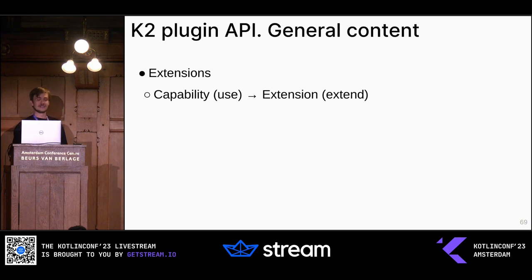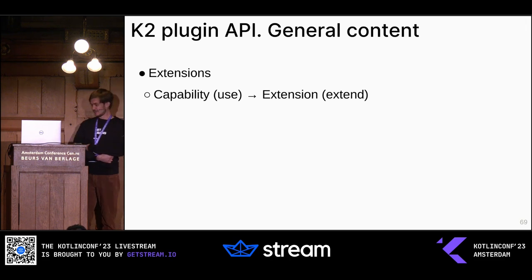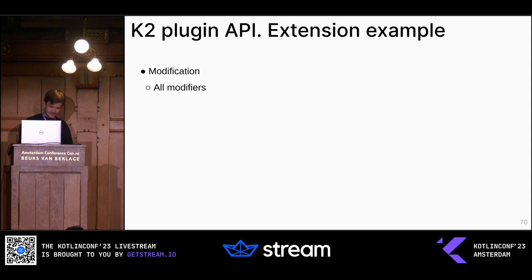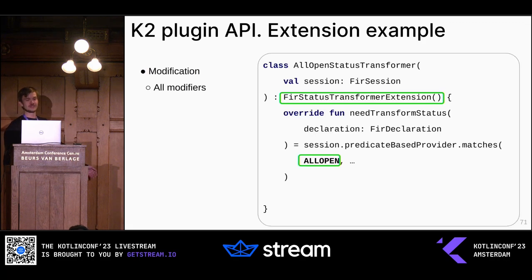Well, what is inside the API? So what should you write? The most important part is extensions. To be short, to use each capability, you are required to extend one extension. So they match each other. For example, about changing modifiers, the all-open plugin does so, and here we should extend the FIR status transformer extension, and we need to override two functions. Need transform status should determine whether we change something on this declaration.